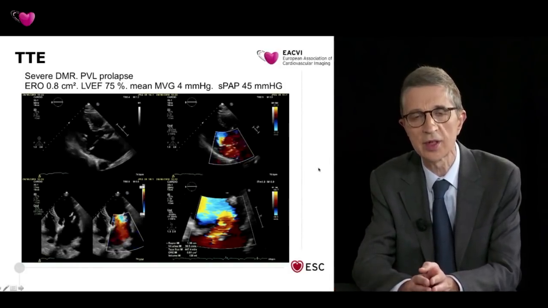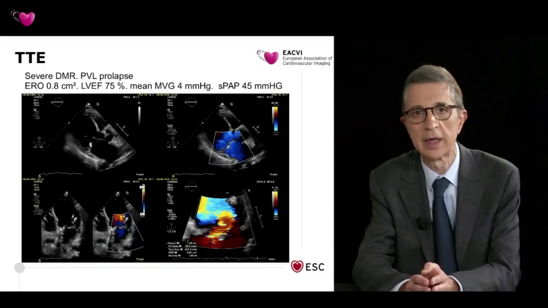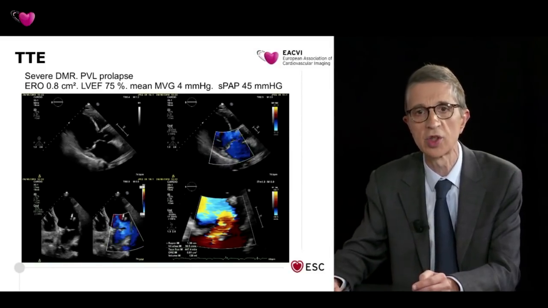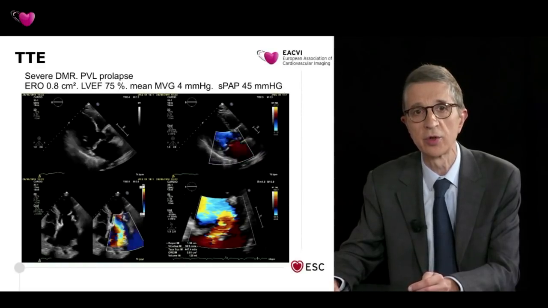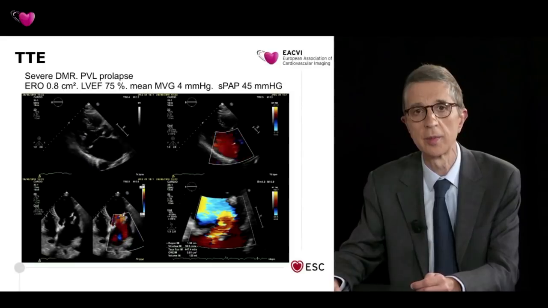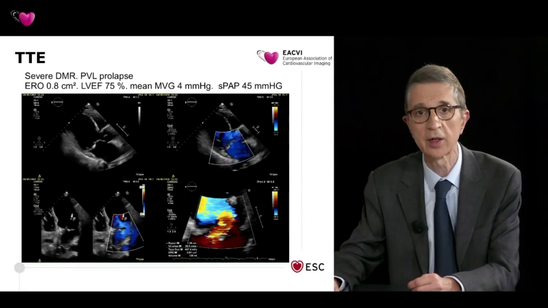Here you can see the transthoracic examination showing severe mitral regurgitation with an eccentric jet with area of 0.8, a left ejection fraction of 75%, a mean gradient of 4 mm of mercury, and pulmonary artery pressure of 45 mm of mercury.